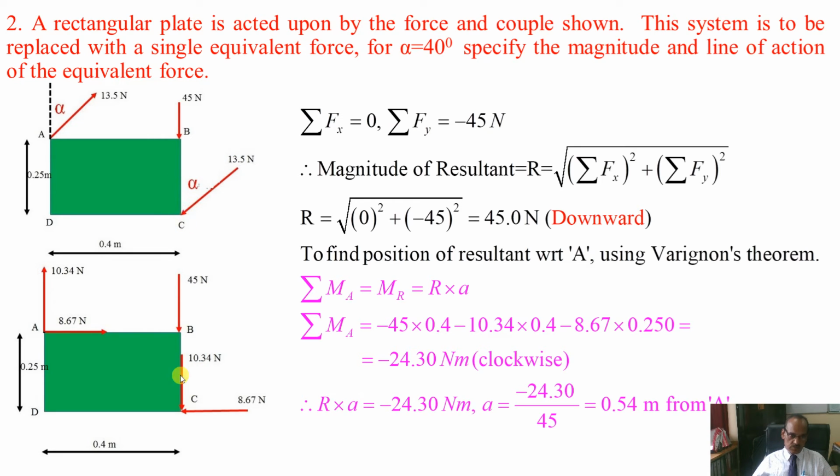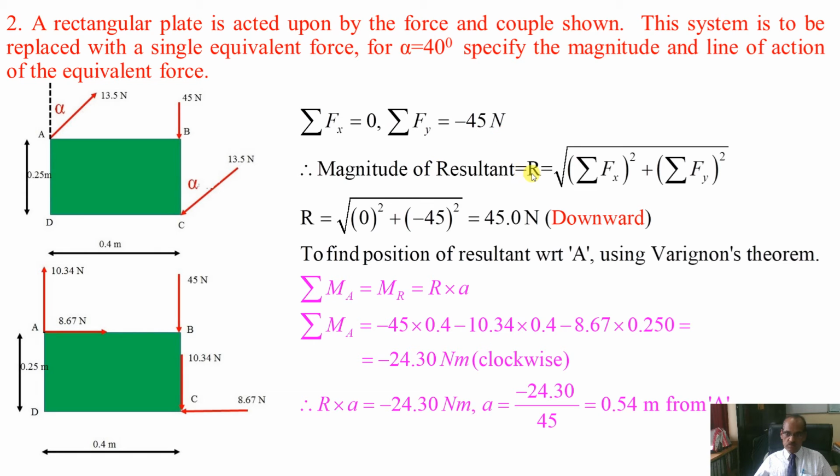This force, similarly, if you resolve, you will get two components, acting towards the point. The horizontal component will be to the left, the vertical will be downwards. That is what I have shown, and these are the components, 10.34 and 8.67 Newton. So this is the system of forces after resolution. If you take the total summation of x, it will be 0, and the summation of y will be equal to minus 45 Newton.